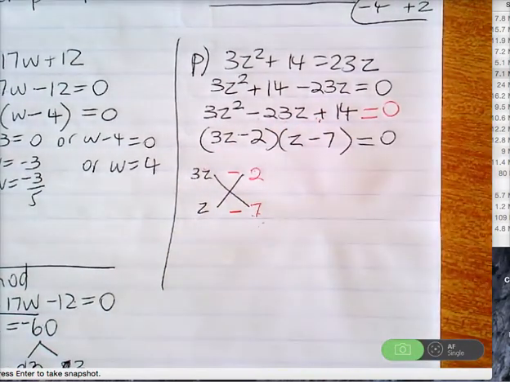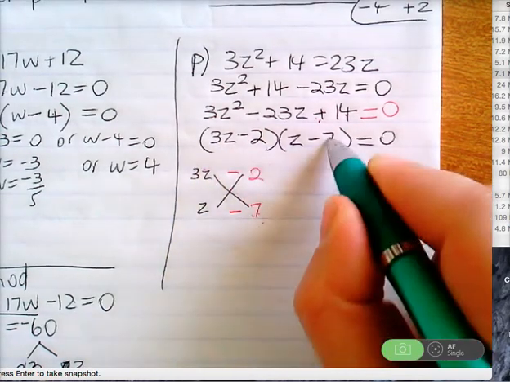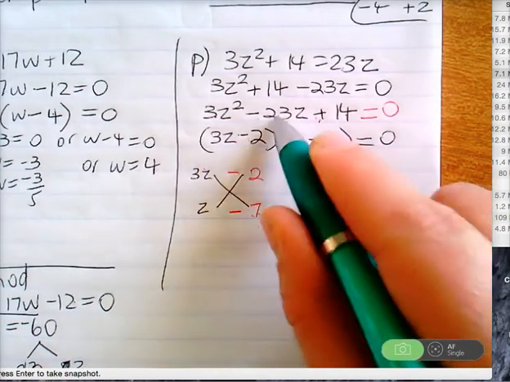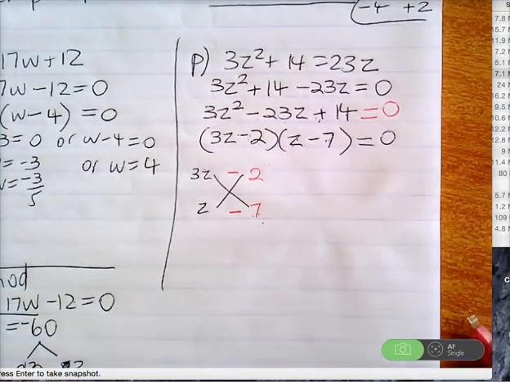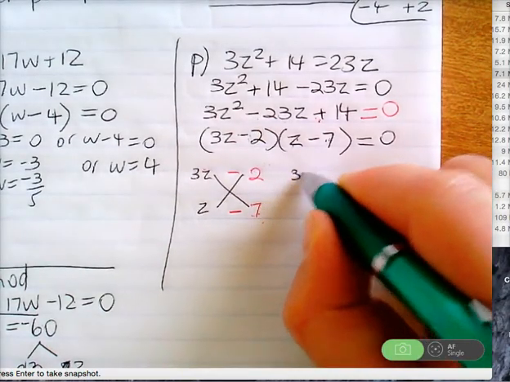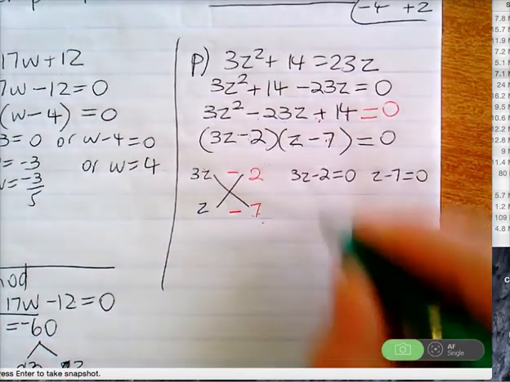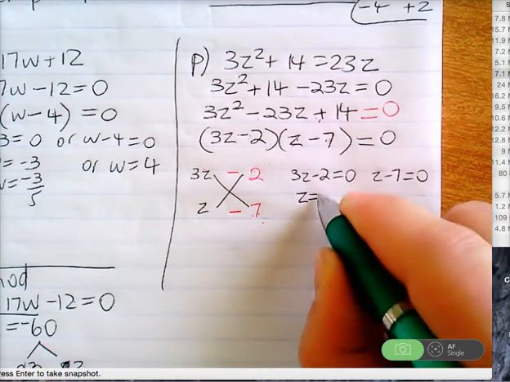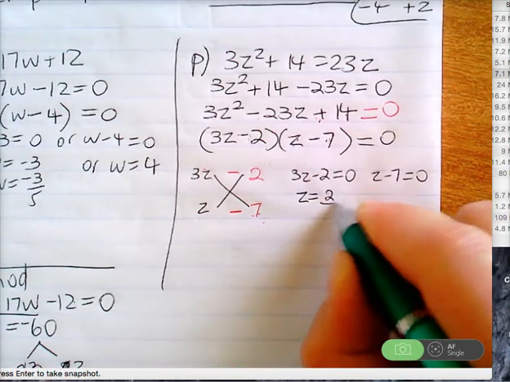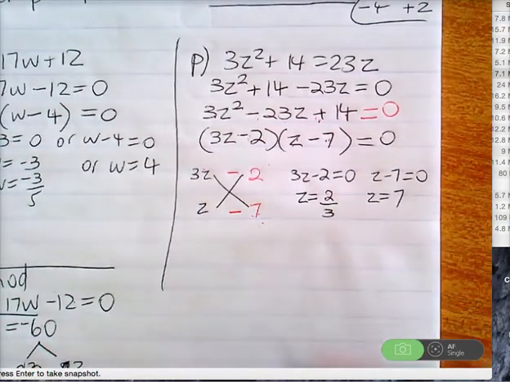But what you always do, and what I still do, is check it. So I go 3z squared minus 21z minus 2z, that is minus 23z, that's all good, plus 14, that's correct. So then we've got 3z minus 2 equals 0, or z minus 7 equals 0, which means that z is what? 3z is 2, so it'll be 2 over 3, or z is 7.